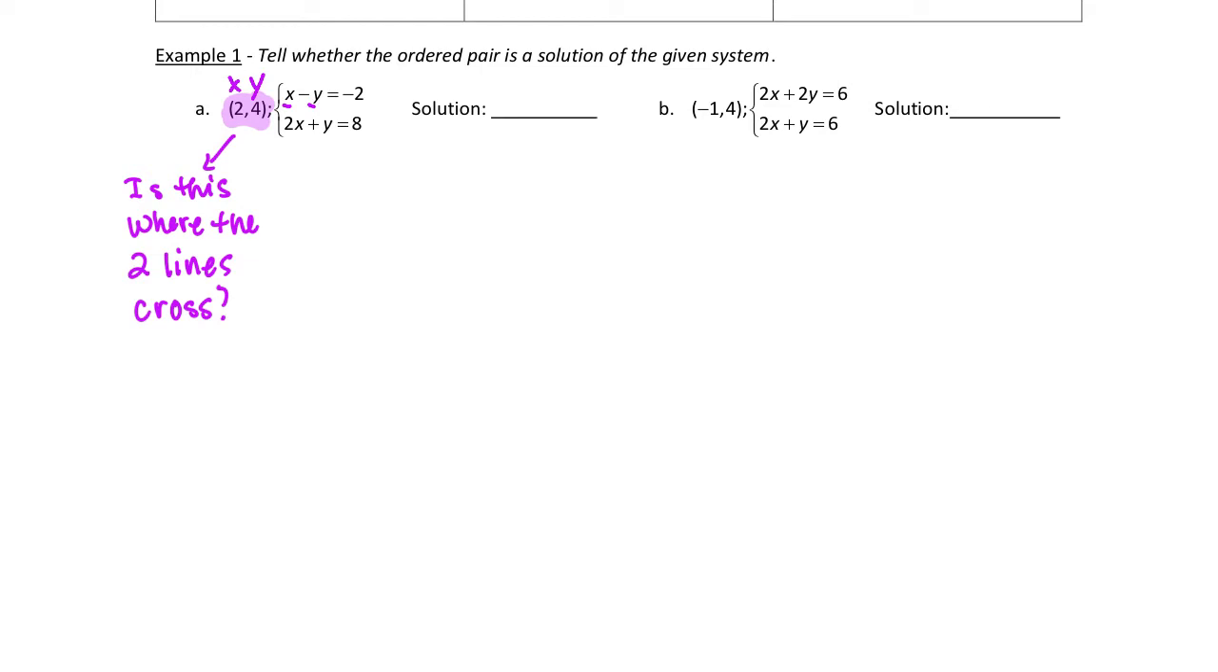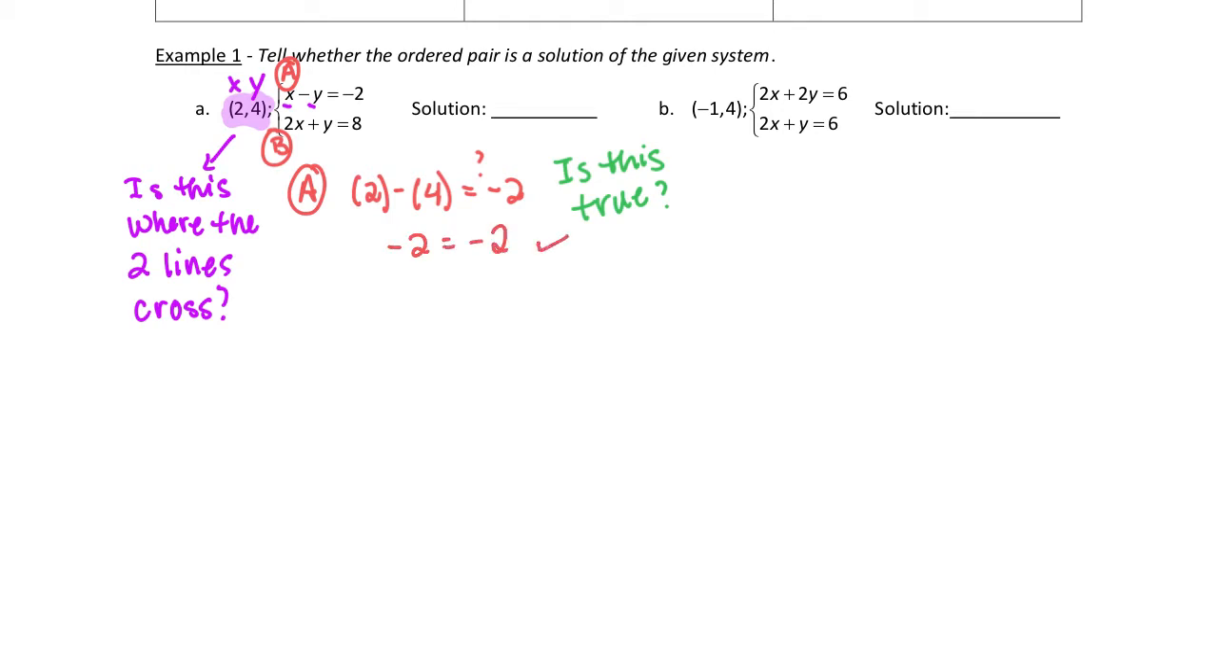To make this a little bit easier on ourselves, I'm going to call the first equation equation A and the second equation equation B, just to be a little more organized. So I'm going to take equation A, and I'm going to replace the x with a 2, then subtract the 4, and we want to see, does that equal negative 2? So is this a true statement? And we can see that 2 minus 4 is indeed negative 2. So this is a solution for A.